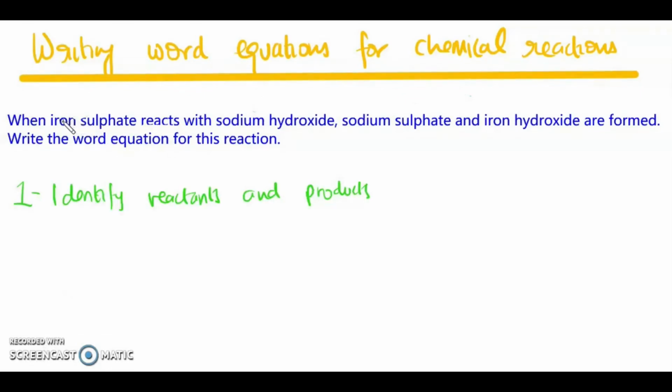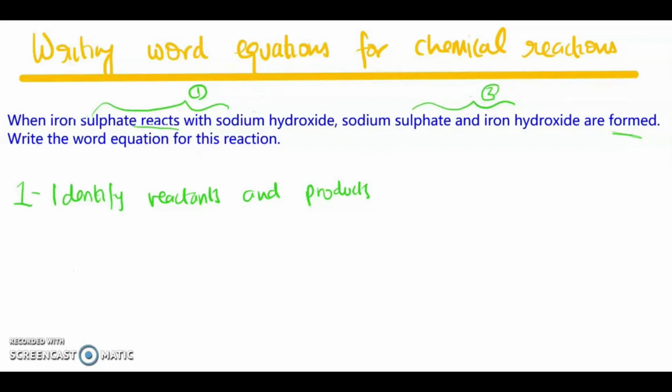So here we have, when iron sulfate reacts with sodium hydroxide. So we can see the word react here. So we know these two are our reactants. Then we have sodium sulfate and iron hydroxide are formed. So again, we can get to know that these two are our products.